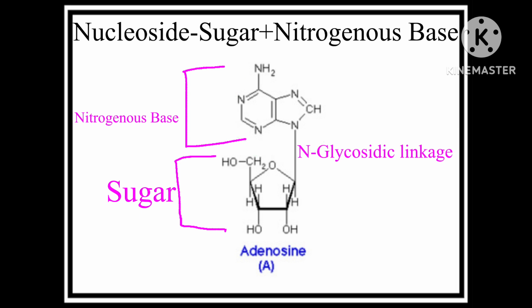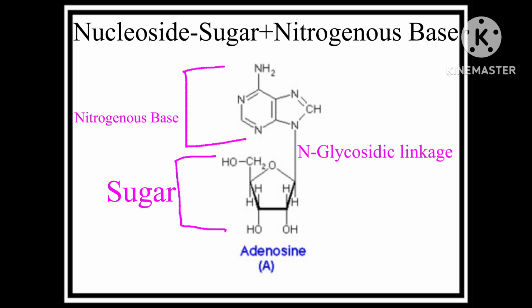On the C1 carbon position of sugar, we have an OH group that will form the glycosidic linkage with the NH group at the N9 position of adenine. We lose a molecule of water by this N-glycosidic linkage. By this we will get our first nucleoside, which is adenosine.